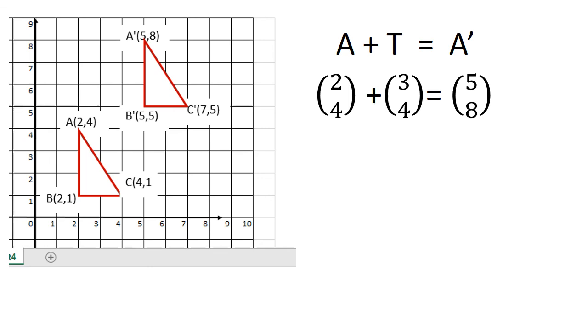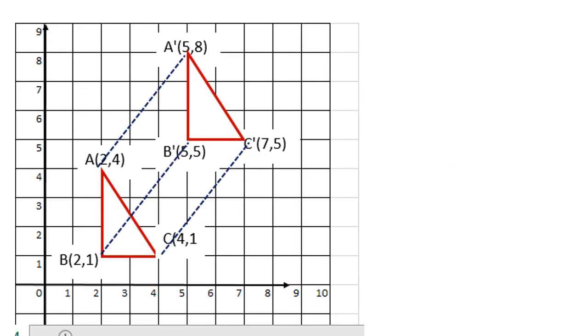That is A prime. The same case applies to B. So you get B plus the translation vector T gives you B prime. Same thing for C. C plus T gets you C prime. And that's basically what happened.